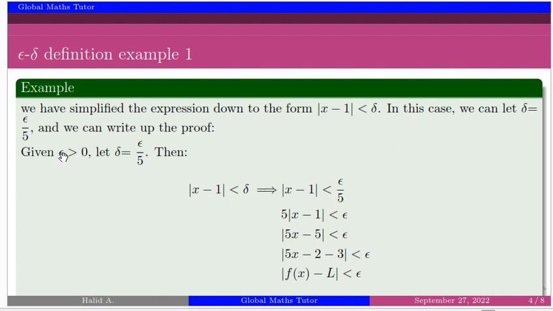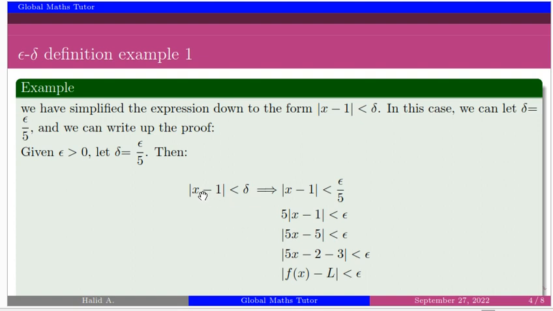So for any given epsilon, if we let delta be epsilon over 5, then whenever this expression |x minus 1| less than delta is satisfied, we can be assured that |f(x) minus L| must be less than epsilon. So if we do that, we have completed our proof.